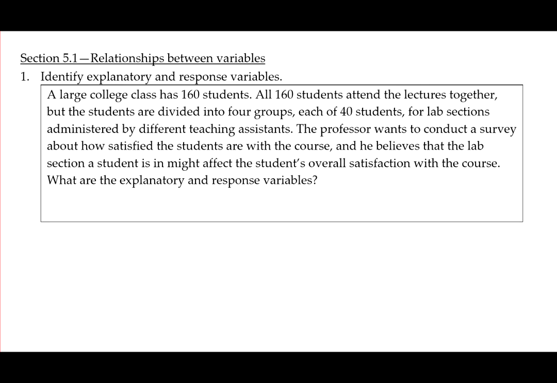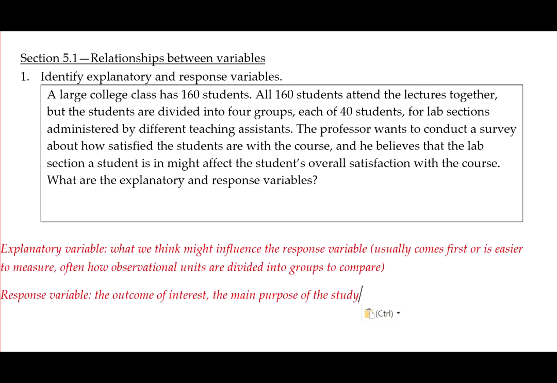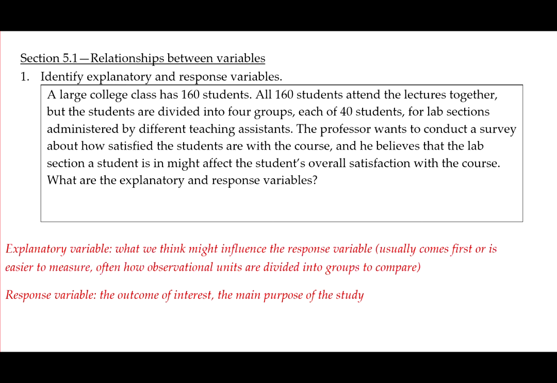So let me put these definitions up and we'll talk a little bit more about them before we do the example. So the explanatory variable is what we think might influence the response variable, and it usually comes first or is easier to measure. It's often how the observational units are divided into groups that we would like to compare. The response variable is what we are really interested in studying.